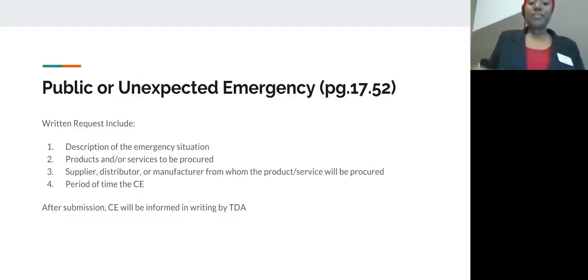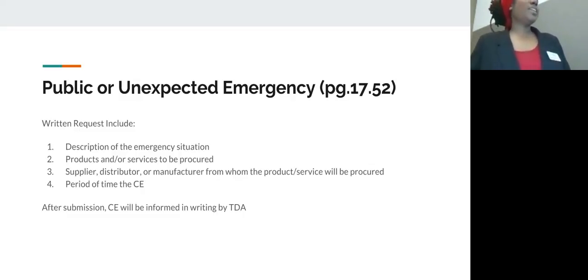After submission, the CE will be informed in writing by TDA. And this request can be an email, a letter, or a fax, just as long as it's in writing.